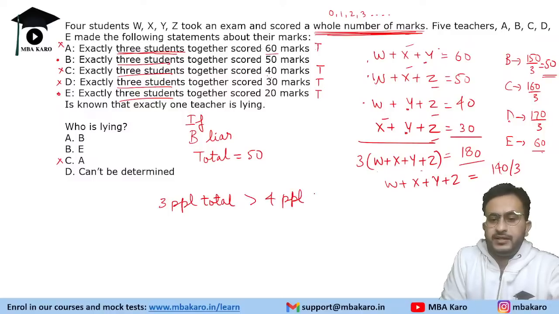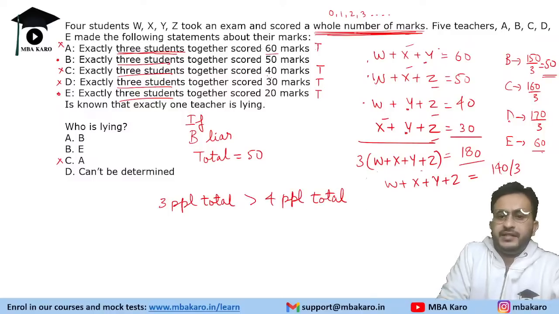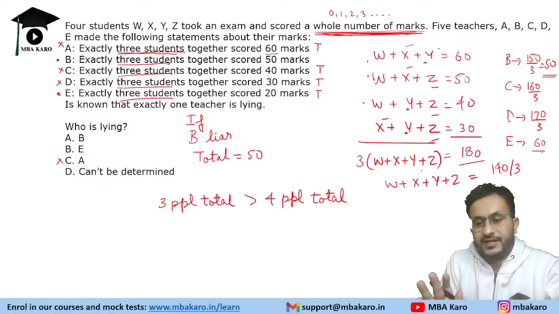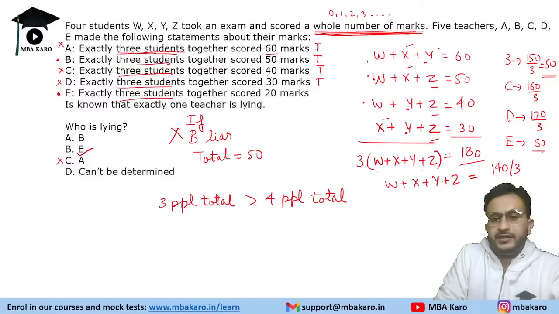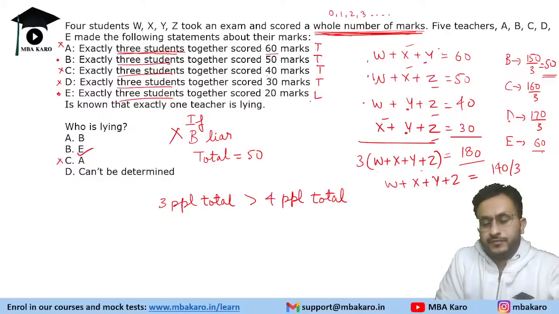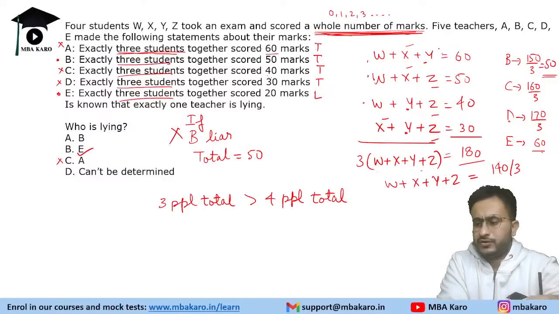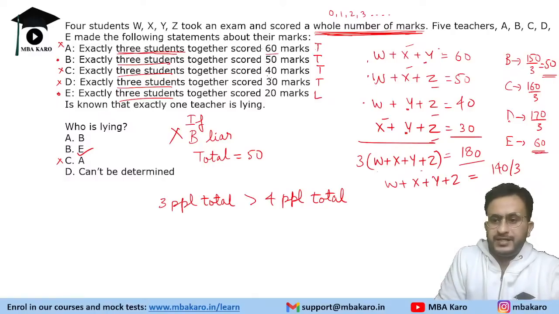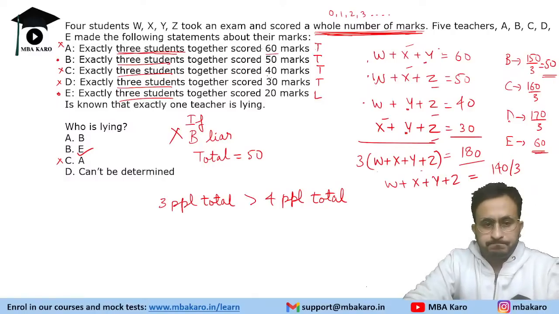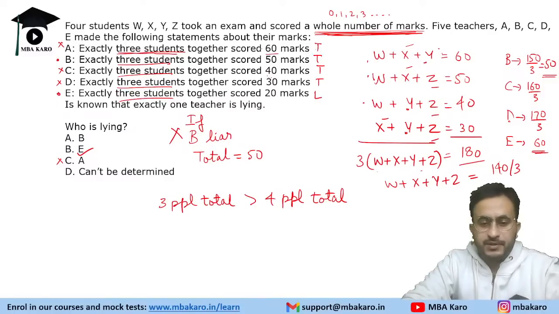Is it possible? We are given that they have to score whole number of marks. Negative marks are not coming for anyone. So this case is not possible. That means E would be the liar. So E is the liar, and these 4 people are telling the truth. You can calculate total marks also of 4 students. The total marks of these 4 people are 60. So E is the liar. So definitely, if something lengthy comes up in the examination, that is supposed to be skipped.